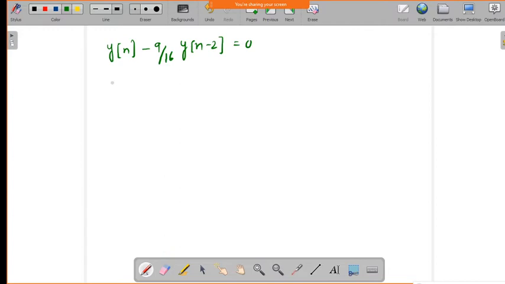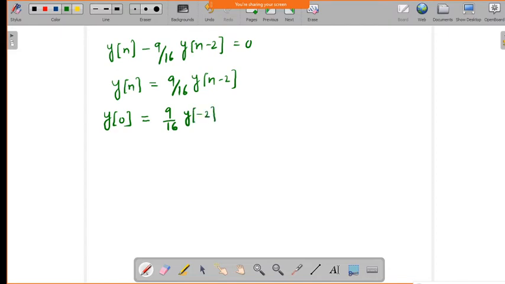So now I will find what is y of n, which is equal to 9 by 16 into y of n minus 2. Okay. So now put the value of n equal to 0, y of 0. So if you put n equal to 0 in this equation, you will get y of 0, which is equal to 9 by 16 into y of minus 2.